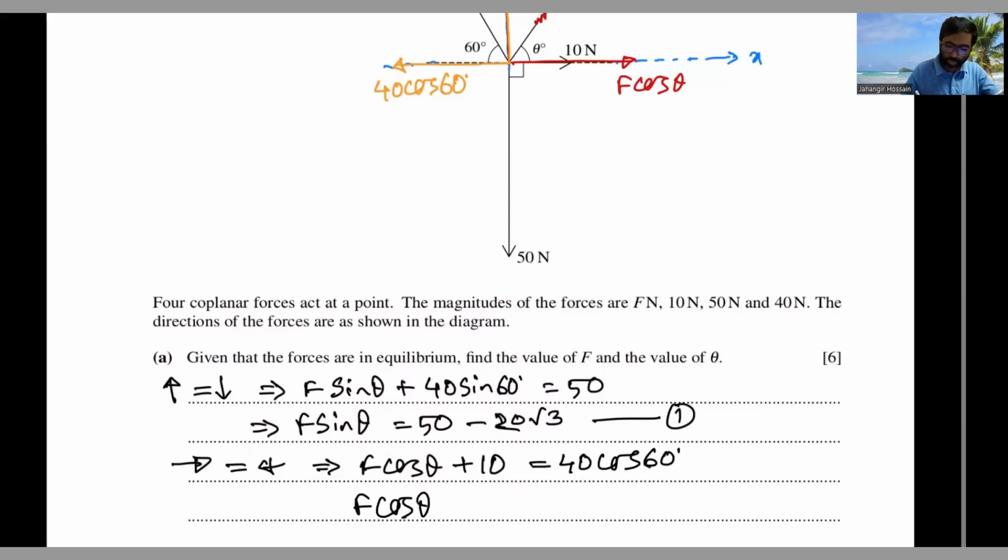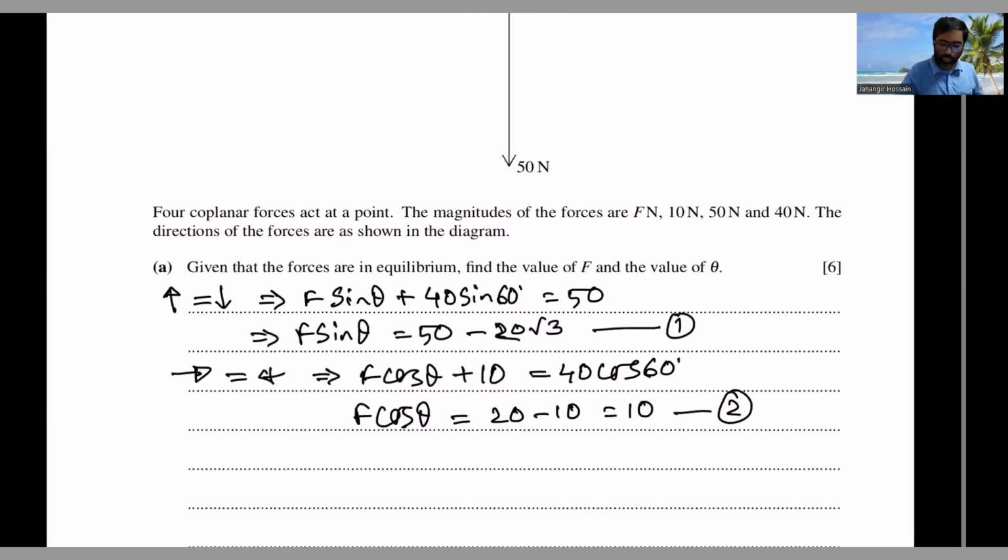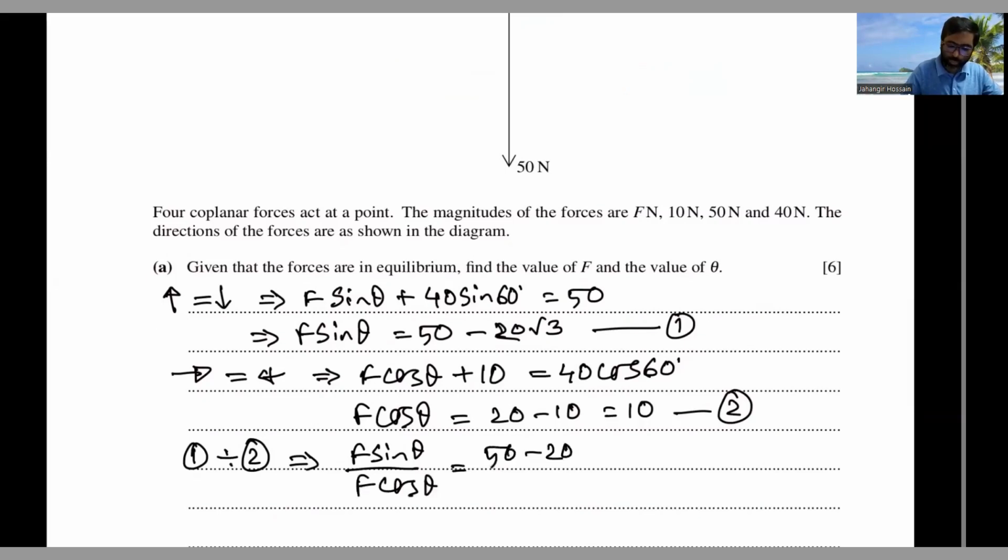So F cos theta equals 40 cos 60, that's 20. And the 10 as well. That's equation 2. Now we have two equations and two unknowns, so solve them. One unknown is theta, the other is F. So why don't we divide sin theta by cos theta? That is, equation 1 divided by equation 2 will give you F sin theta by F cos theta on the left-hand side. On the right-hand side, we have 60 minus 20 root 3 by 10.